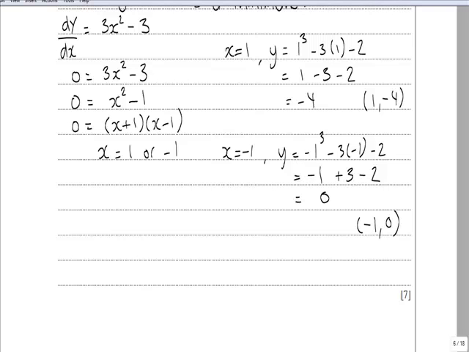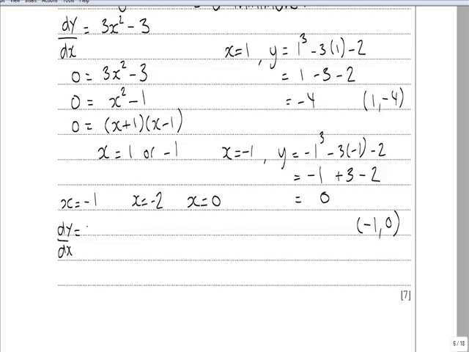Now to prove what type of stationary points these are, maximums and minimums, what I would do now is examine points either side. So at x is minus 1, I would look at dy by dx, the gradient, when x is minus 2. I would also look at it when x is 0.